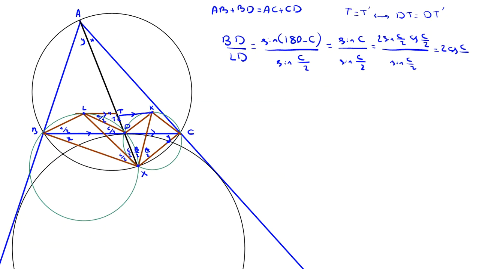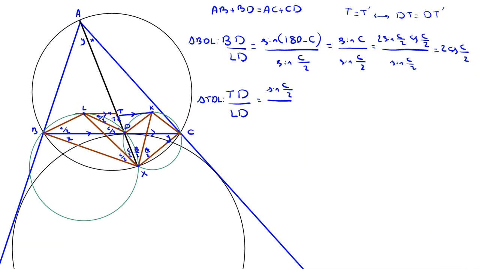Now, let's see what we have now. C over 2. We want to find TD, so TD over LD. BD over LD was in triangle BDL; TD over LD is in triangle TDL. So for TD over LD, the angle corresponding to TD is C over 2, so it would be sine C over 2.